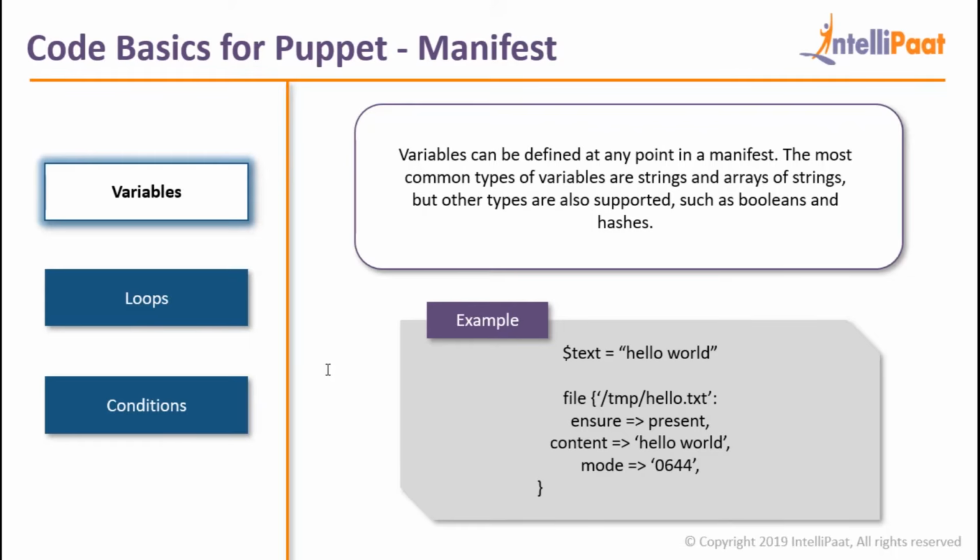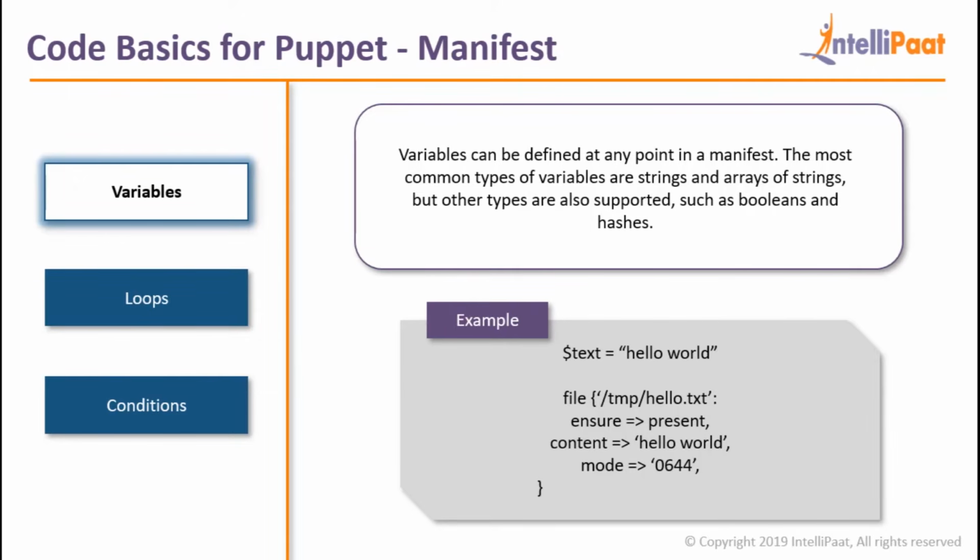The first component would be variables, right? So you can use variables inside a manifest file to basically store values and then pass them on to the body, or you can create variables at any place inside the manifest, and then that variable can be called inside any resource, right? So let's try and check this.